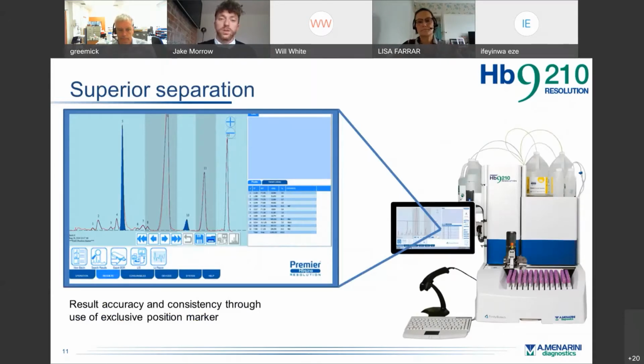Okay, so superior separation. Exclusively on the HB9210 resolution, there is the use of the position marker. So I'm going to explain a little bit about this position marker, and I think Lisa's going to touch on the position marker also, so I'm not going to spend too much time on it. But this position marker allows for best accuracy and standardization.